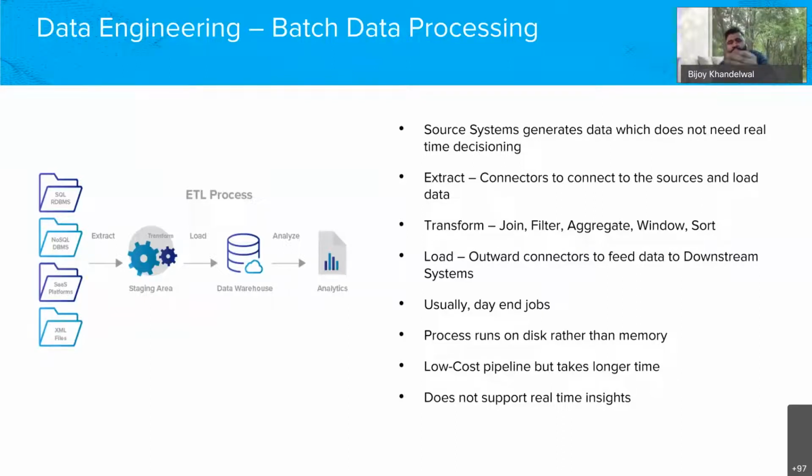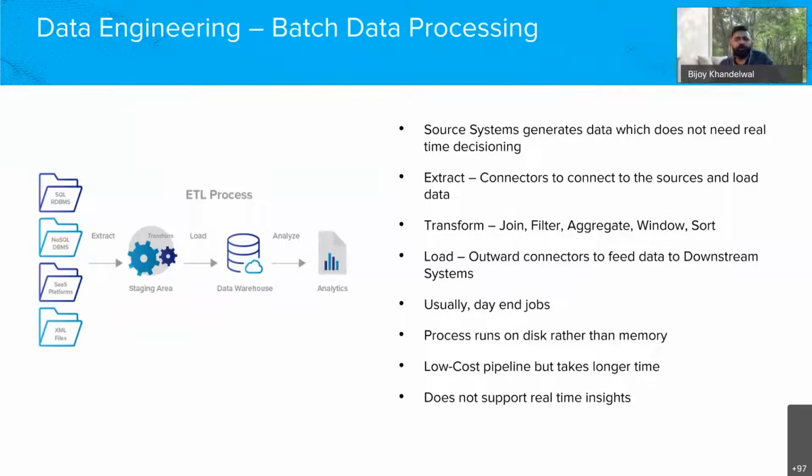I'll give an example. If a management wants to see a dashboard only once in the morning, there's no point in refreshing it every 1 minute or every 5 minutes and wasting resources on that. Because these kinds of processes which run in batch run on disk. They don't run on memory. So it saves you cost. Unnecessary expenses are not there because you're not spending on memory, you're just spending on disk.